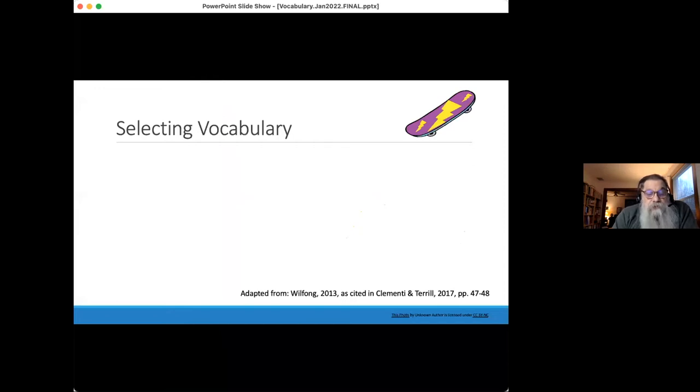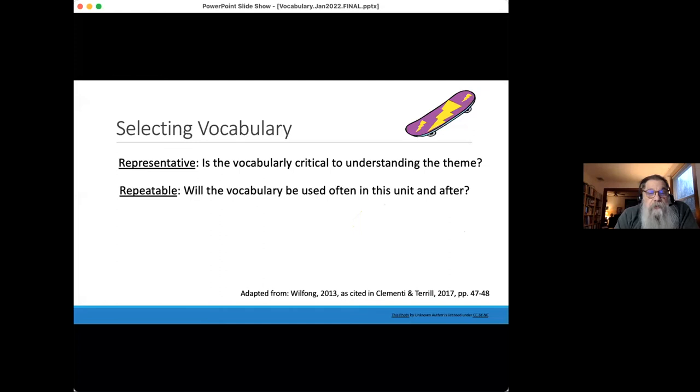Now, what are the criteria for selecting these vocabulary for production and recognition? There are four qualities we might consider based on the work of Wilfong. First of all, vocabulary that's representative. In other words, is the vocabulary critical to understanding the theme? Does it expand our context that we need to explore our inquiry question for the unit? Is it repeatable? Will it be used often within the unit? And then will it be a useful word for them to have for subsequent units to build upon?